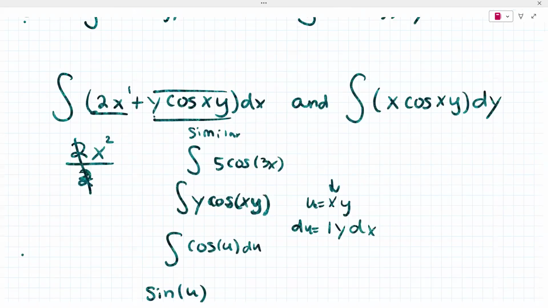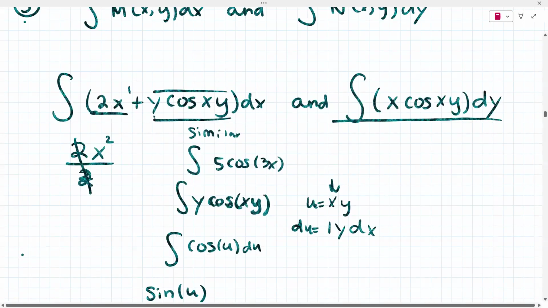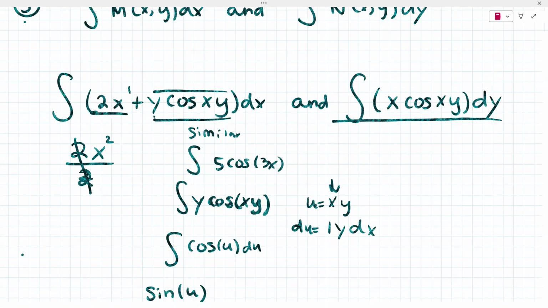Okay, the same thing here. My u is going to be xy. My du is, so we're taking it with respect to y. So my du would be, here you have a y, the derivative of y is 1, and this x is a constant, so bring it down, and it comes out nicely.